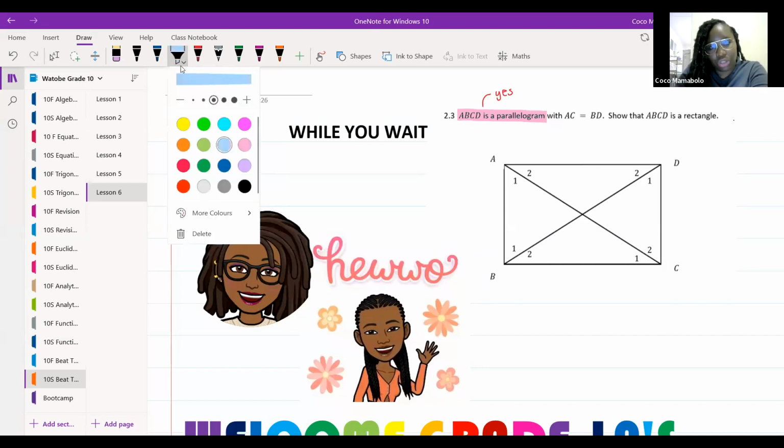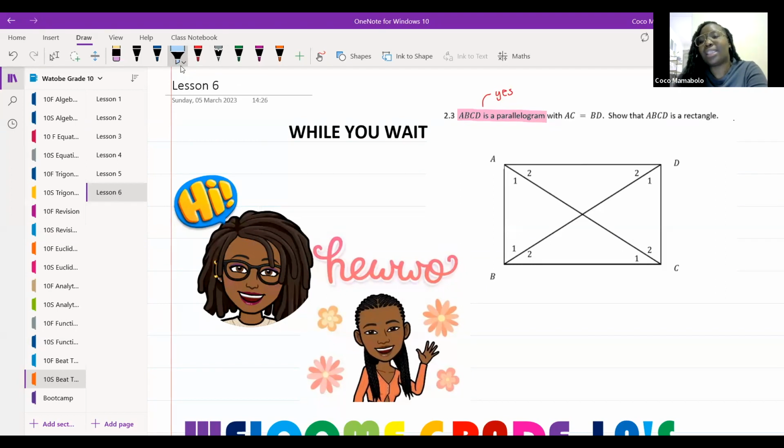But I want you guys to note that they say here, show, and show is the same as prove. Prove that ABCD is a rectangle. Prove that it's a rectangle. Now, because we are proving that it's a rectangle, can we use the properties of a rectangle to prove that it's a rectangle? Yes or no? No, good. Now we're seeing the difference.